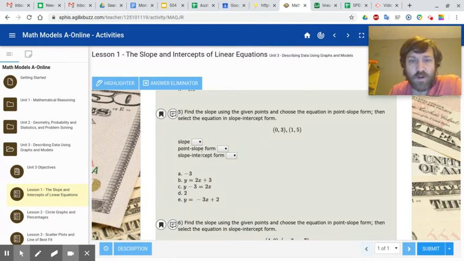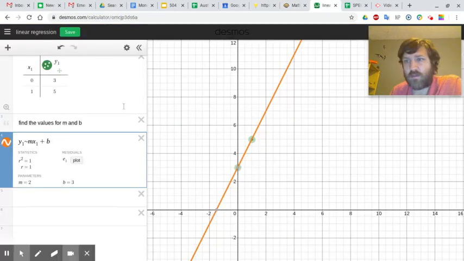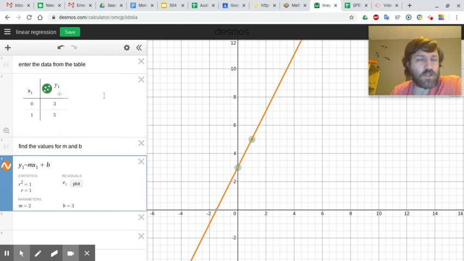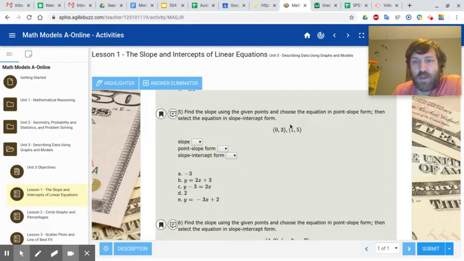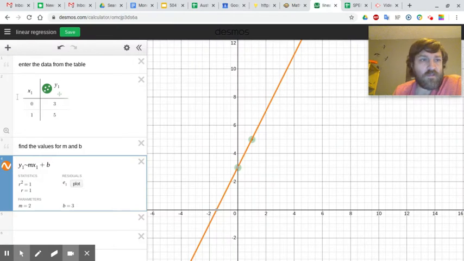We're going to focus on finding it in slope-intercept form first, and then we'll talk about how to get the other ones from that. So we are going to start by going to the link in the video description, and it's linear regression, which means it's going to take the points and find the line that goes with those points. I've already put these points in, 0, 3, and 1, 5, as x and y.